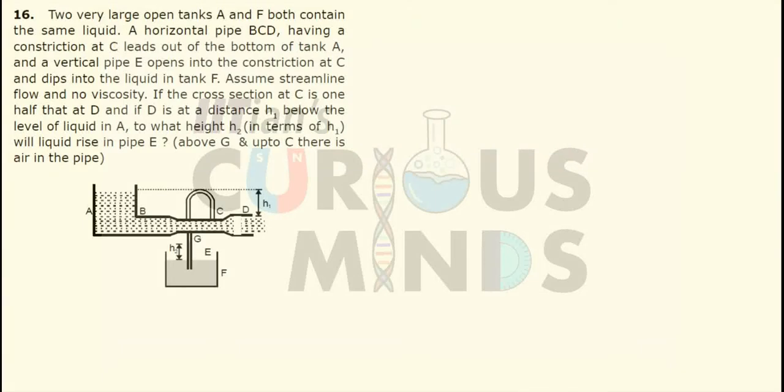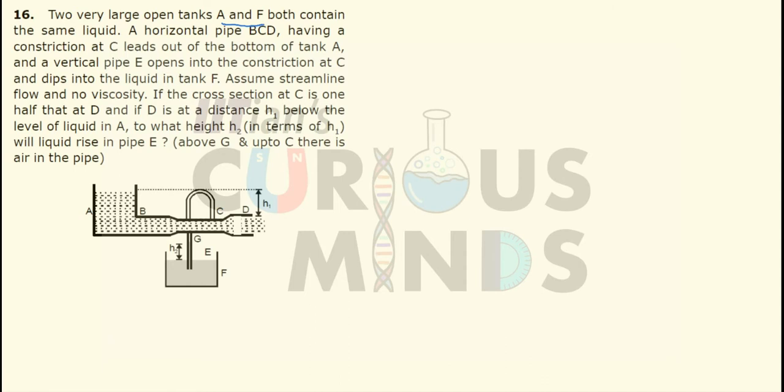Two very large tanks are open at A and F. Both are open at A and F, and both contain the same liquid. A horizontal pipe BCD having a constriction at C leads out of the bottom of tank A, and a vertical pipe E opens into the constriction at C and dips into the liquid in tank F.